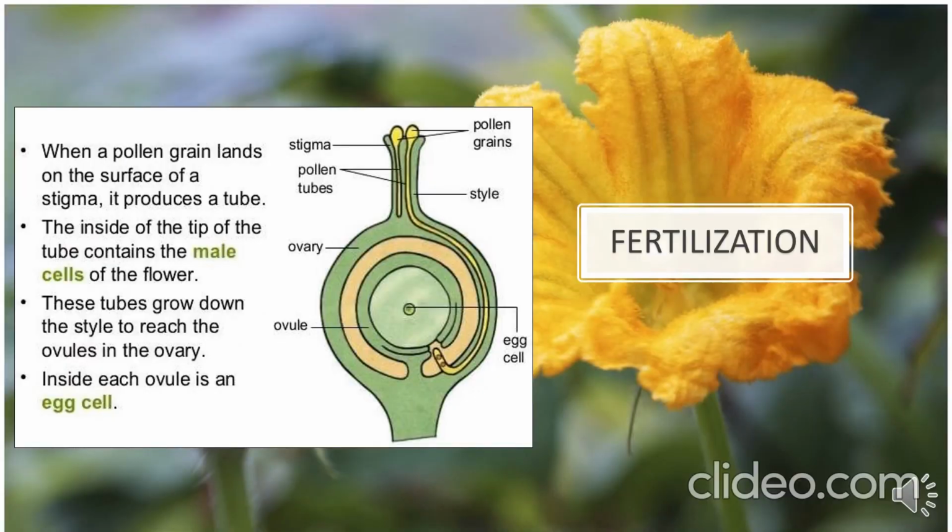Plant fertilization is the process of fusion of the female gamete, the ovum or egg, and the male gamete produced in the pollen tube by the pollen grain. When a pollen grain lands on the surface of a stigma, it produces a tube. The inside of the tip of the tube contains the male cells of the flower. These tubes grow down the style to reach the ovules in the ovary. Inside each ovule is an egg cell.